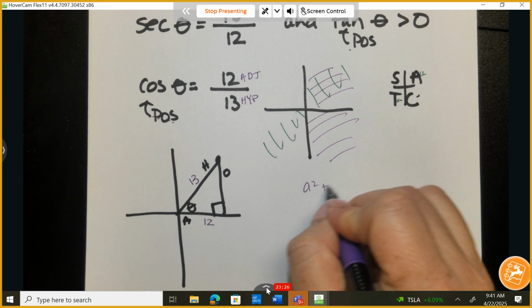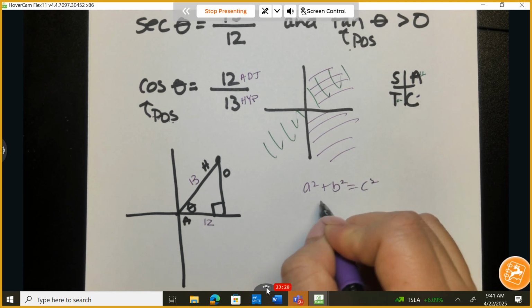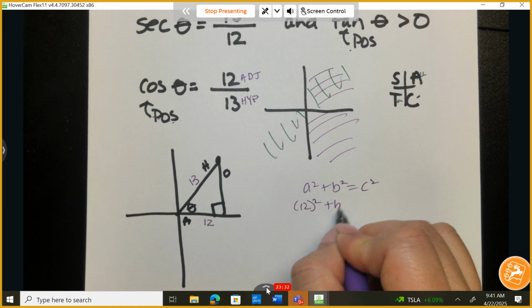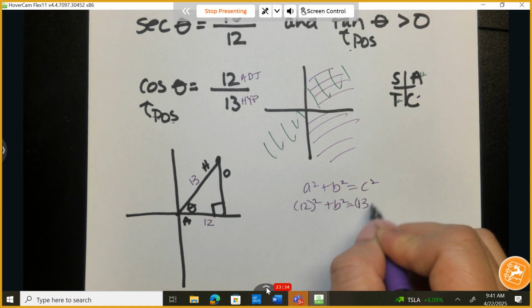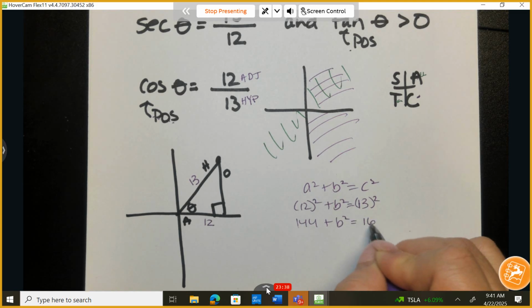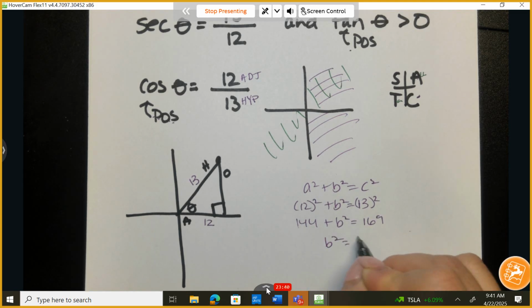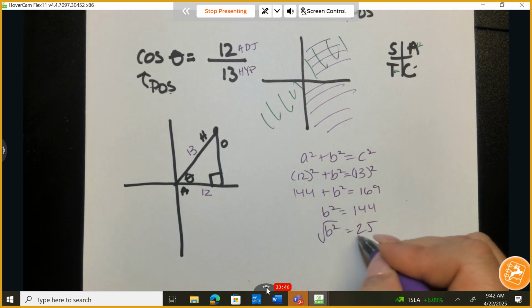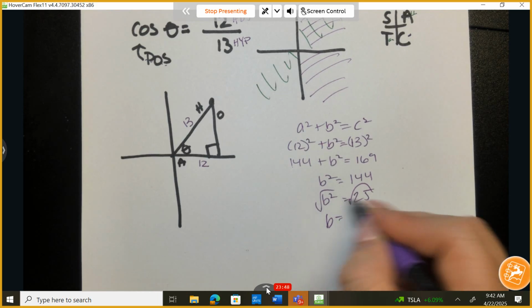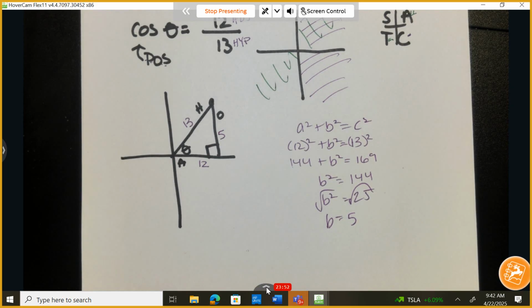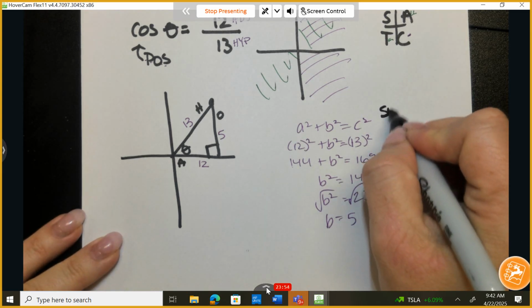And I would do a squared plus b squared equals c squared. So I only know one of the two legs. The 12 can go in for a or for b. 144 plus b squared equals 169. When I subtract here, I end up with 25. And the square root of 25 is 5.